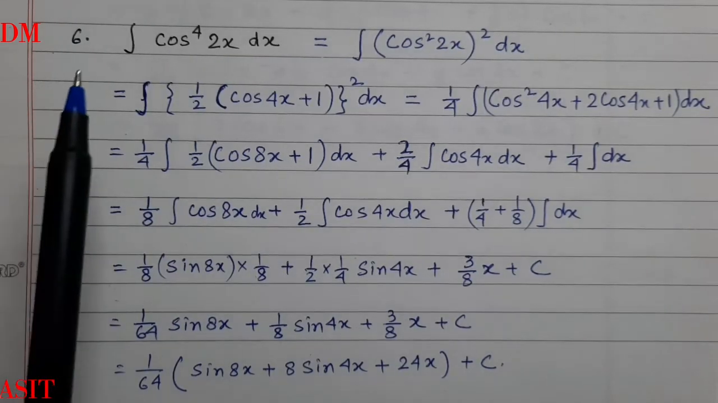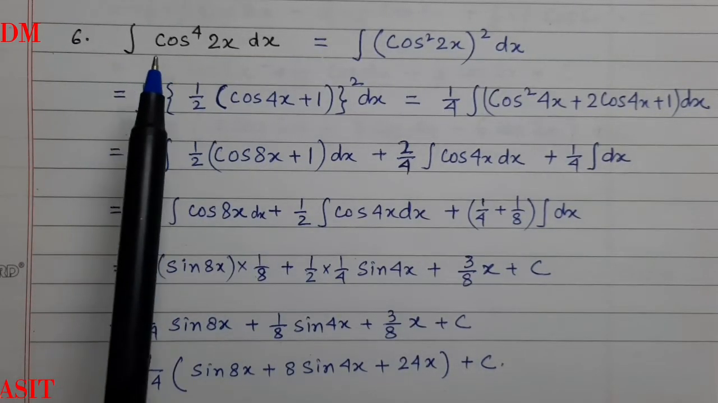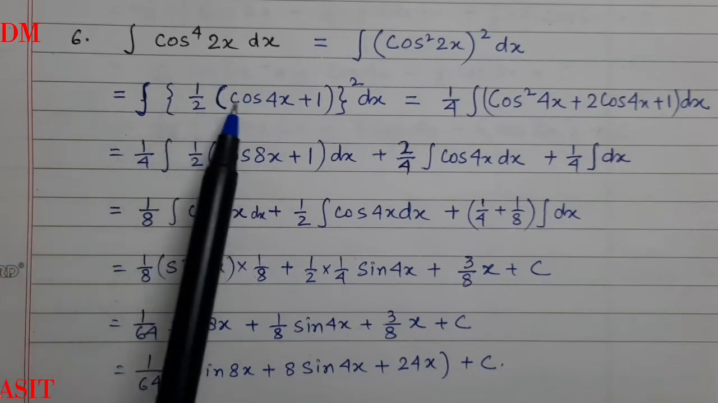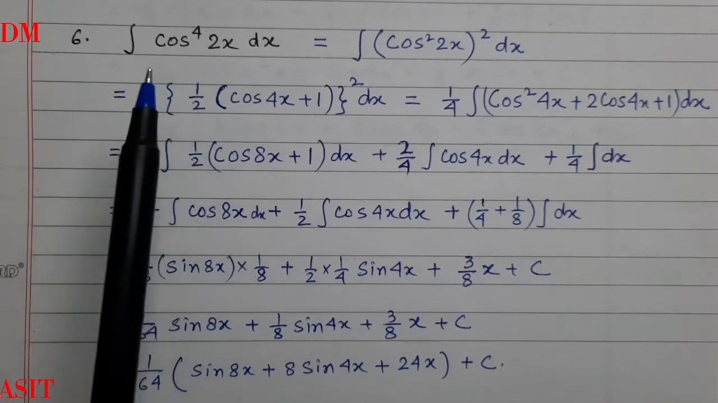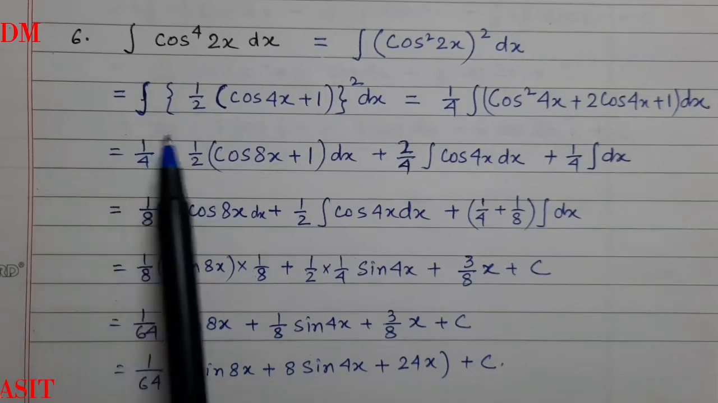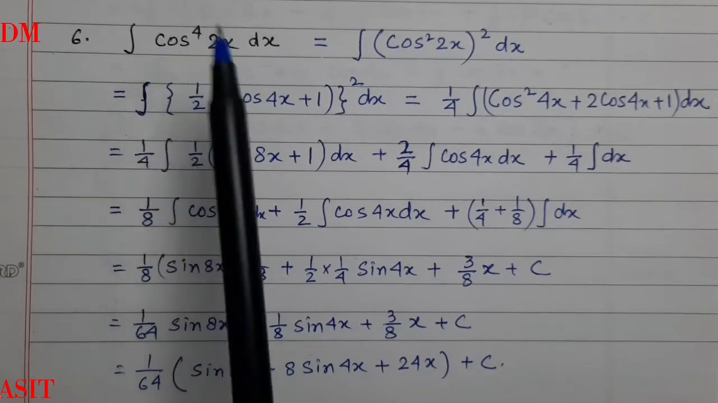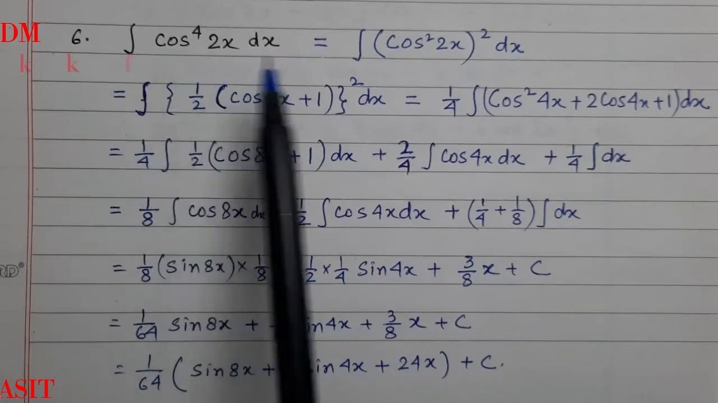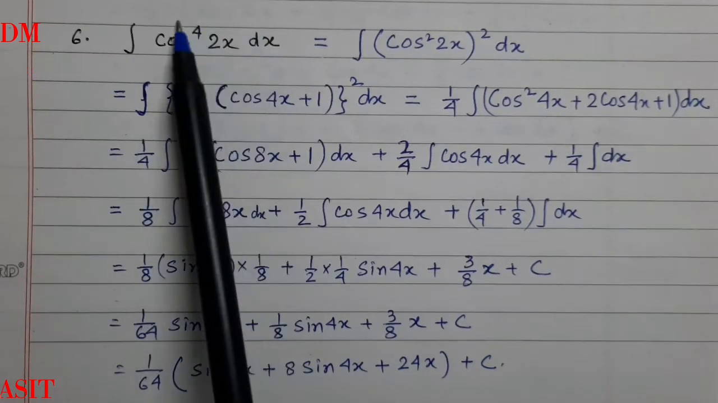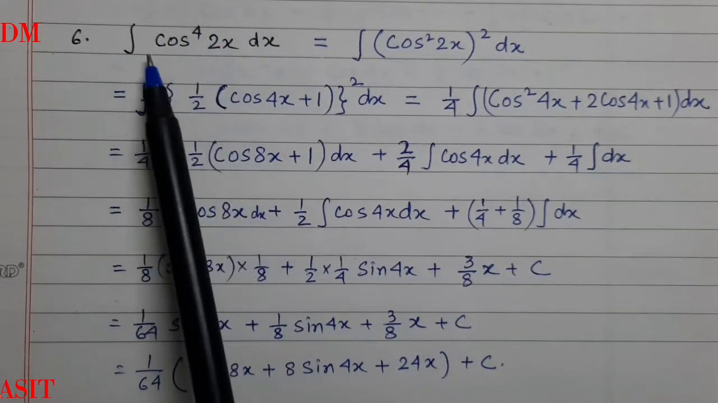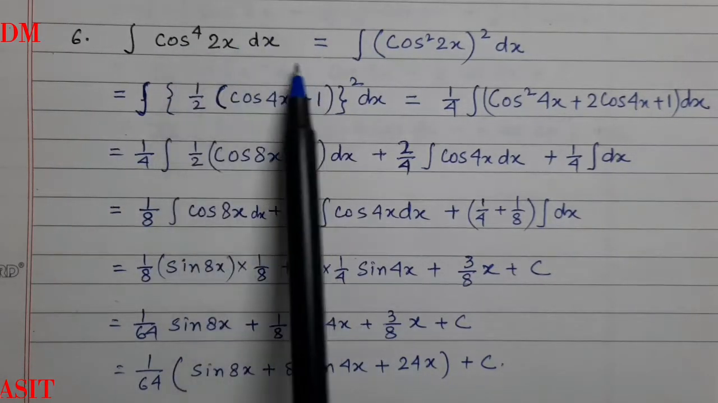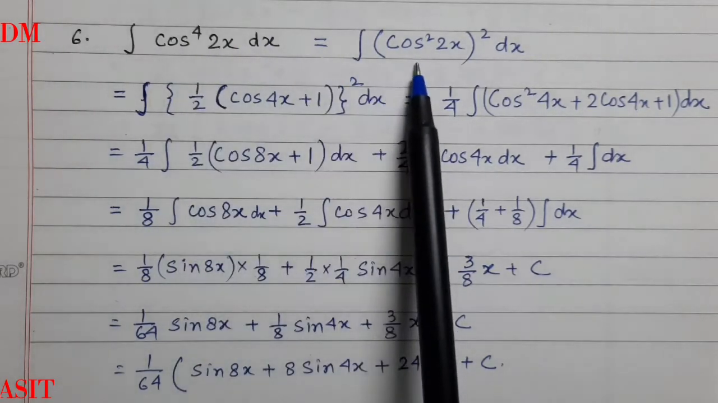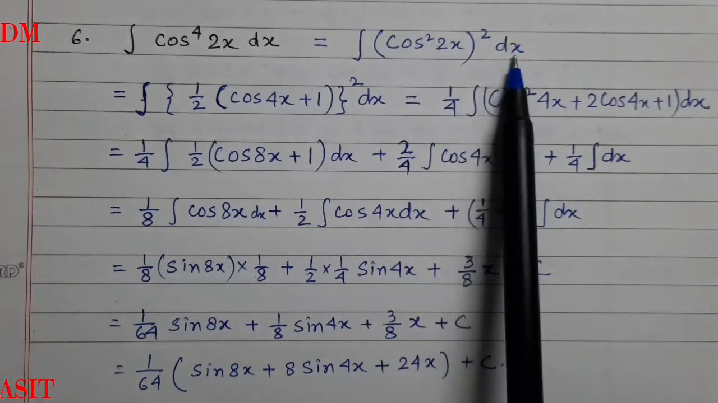Again a trigonometric function, that is integration of cos to the power 4 of 2x dx. Previously we have done sine square, so there we have seen that we need to come to the cos 2x form, or cos x form. Since there is no formula for powers, we need to bring down these powers. Now we can write cos to the power 4 of 2x as (cos square 2x) whole square dx.